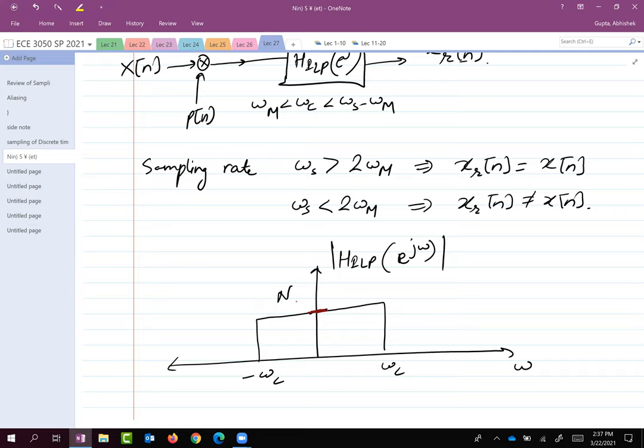And just like in the continuous time case, I can take omega c to be equal to omega s over 2 without any problem. It satisfies the condition that omega c should be greater than omega m and less than omega s minus omega m. Okay, exactly the same story. I'm not changing the story at all. So whatever we did for continuous time seems to hold also for the discrete time case. You have a band limited signal. If your sampling rate is sufficiently high, you can recover the original signal without any loss.